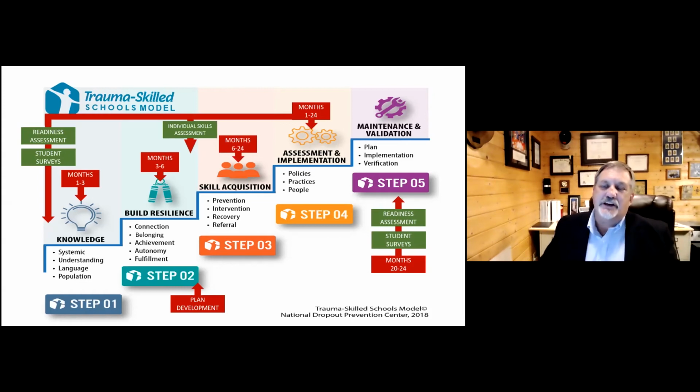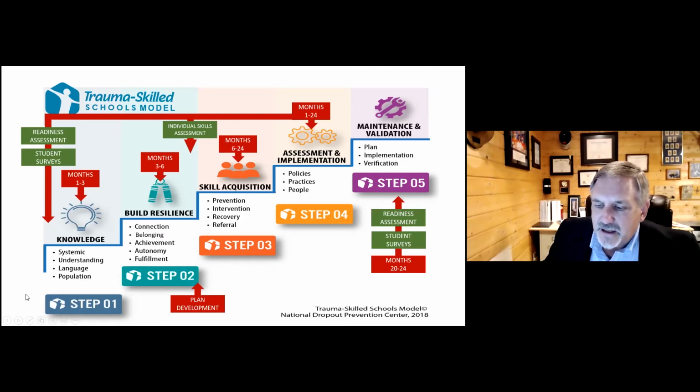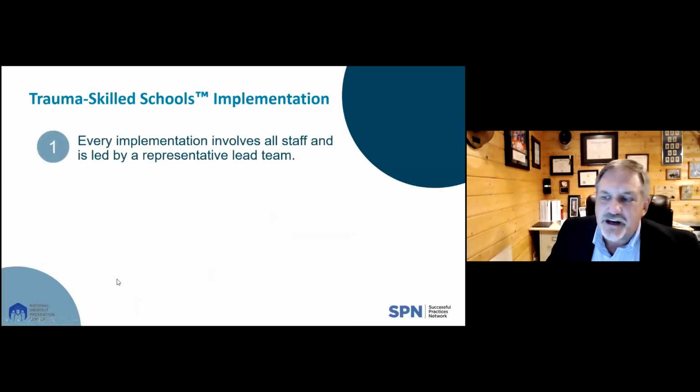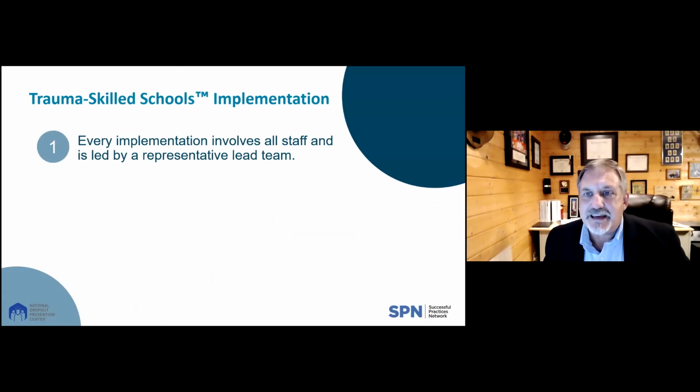The result of that process as we go through this model, just some highlights really that come out is when we look at this, every implementation involves all staff, and that is led by a representative lead team. And they work with leadership to decide what initiatives are put in place, what happens, what do we focus on, what professional development do we offer. So implementation looks different in every context. We have put this in place in urban schools, in rural schools, and it looks very different based on the school and based on their context, based on their needs.